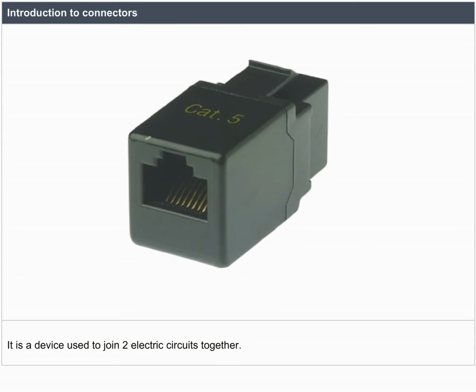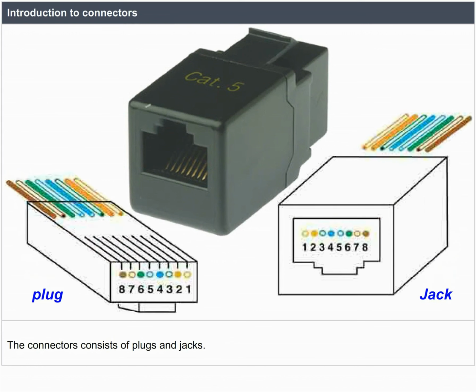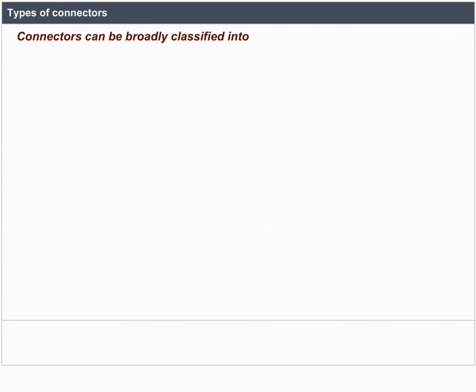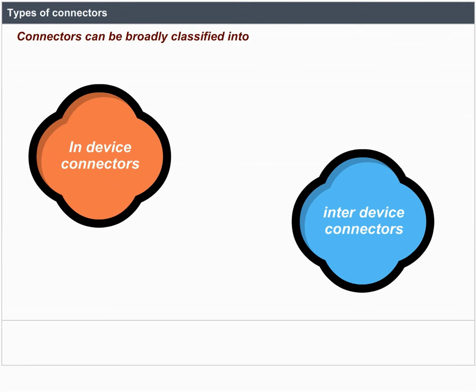Introduction to connectors. A connector is a device used to join two electric circuits together. The connectors consist of plugs and jacks. Types of connectors. Connectors can be broadly classified into in-device connectors.